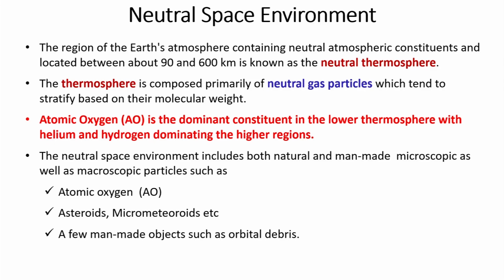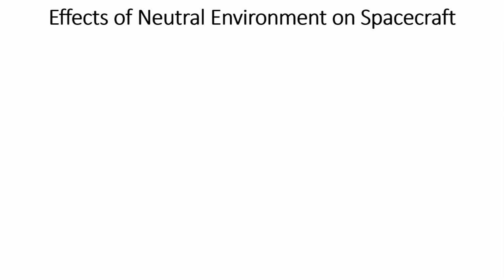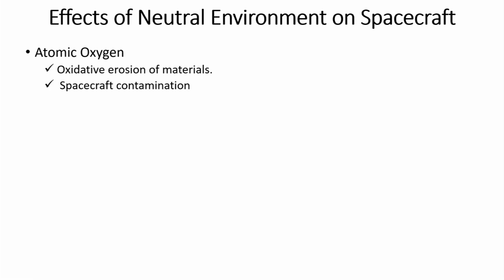We will discuss in detail what the orbital debris are and what their effects are. So, what are the effects of the neutral environment on spacecraft? When you consider atomic oxygen, we will see that atomic oxygen is very active and it reacts with the material and oxidizes it, and because of this oxidation it gives rise to oxidative erosion of materials. Then it leads to spacecraft contamination.